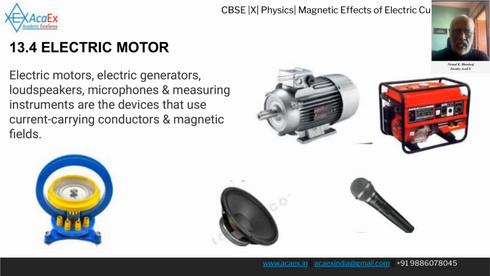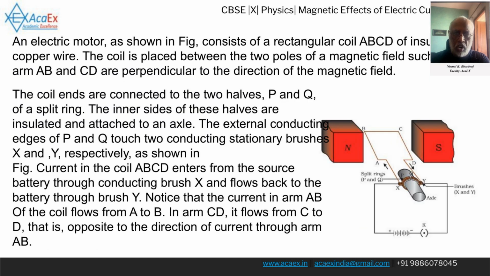Electric motor. Devices like electric motors, generators, loudspeakers, and microphones utilize the interaction between current-carrying conductors and magnetic fields. Structure of an electric motor. An electric motor consists of a rectangular coil of insulated wire, ABCD, placed between the poles of a magnet. The ends of the coil are connected to two halves of a split ring, P and Q, which are attached to an axle. Stationary brushes, X and Y, make contact with the split rings to supply current from a battery.